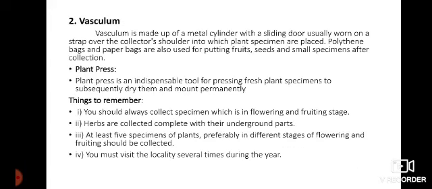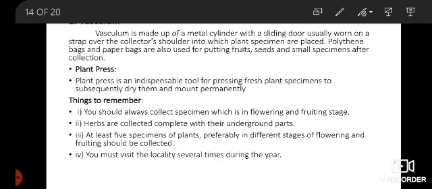So this is the vasculum. The vasculum is made up of a metal cylinder with a sliding door, usually worn on a strap over the collector's shoulder, into which the plant specimen is placed. Polythene bags and paper bags are used for putting fruits, seeds, and small specimens after collection. The plant press and vasculum are the indispensable tools for pressing fresh plant specimens, to subsequently dry them and mount them permanently.